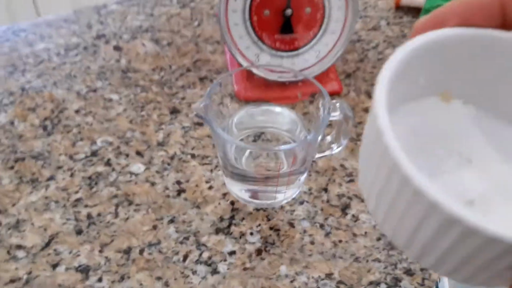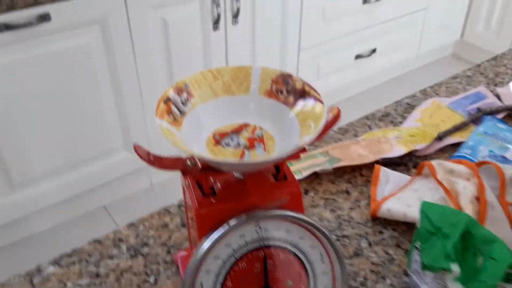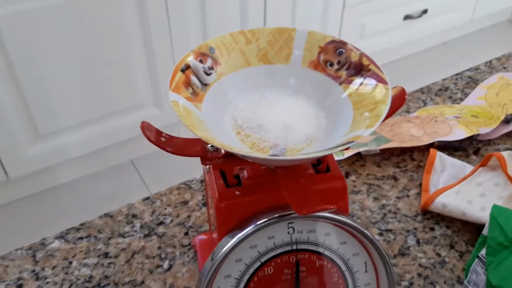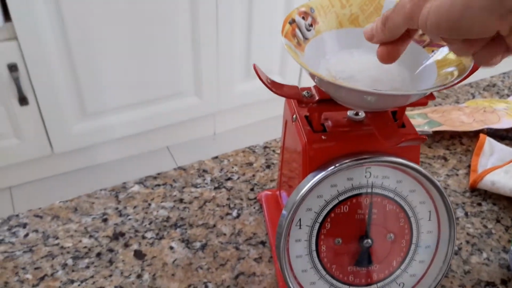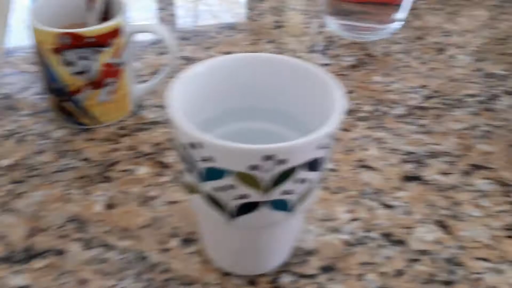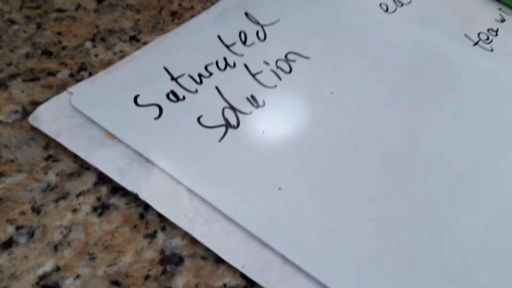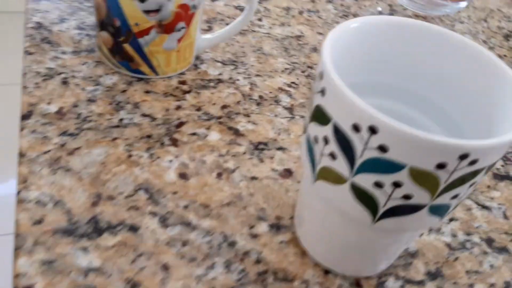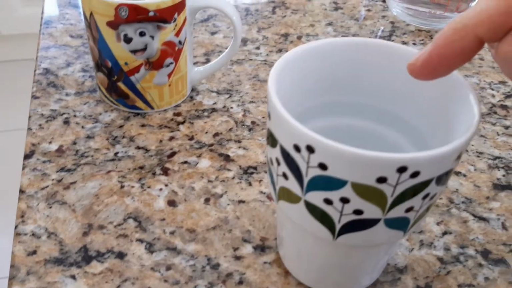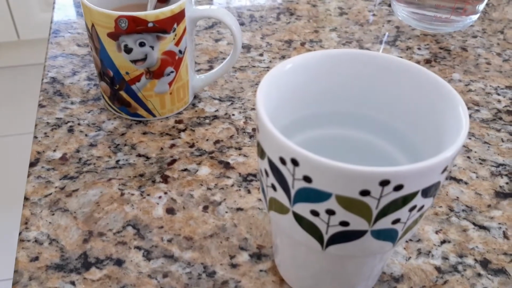Then what you're going to do is take some sugar. Again, if you have a weighing scales like this, as you can see, I have my lucky Paw Patrol weighing scales here. You can put the sugar in there like that, right? And you're going to measure how much sugar you can dissolve into your hot cup of water before it becomes a saturated solution. All right, so you're going to measure the mass of how much sugar you can add into your cup before it becomes a saturated solution.